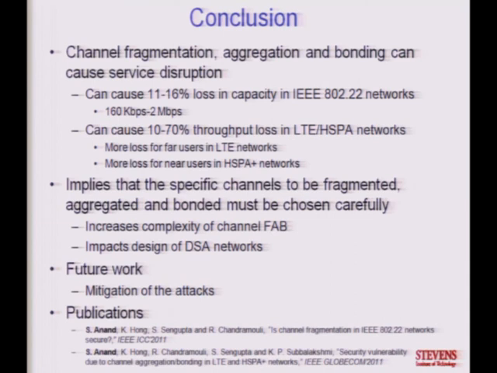We are looking at mitigation of the attack, because I mentioned that this problem of choosing the perfect channels is an NP-hard problem. But what best can we do? Is there some suboptimal solution, and how it works, is what we are looking at. This work, the first part, was presented in ICC 2011 and the second one, the LTE HSPA work, was presented in Globecom 2011.